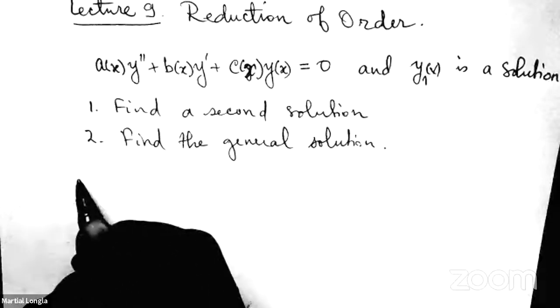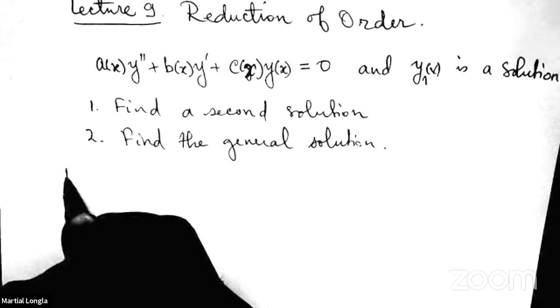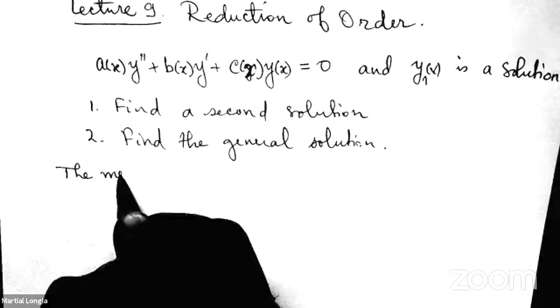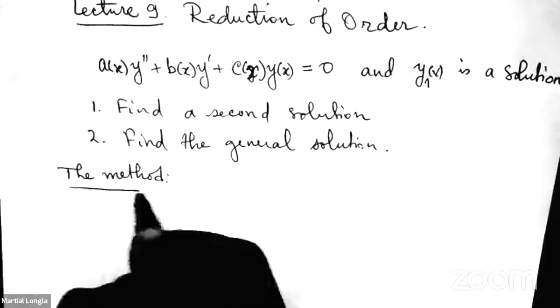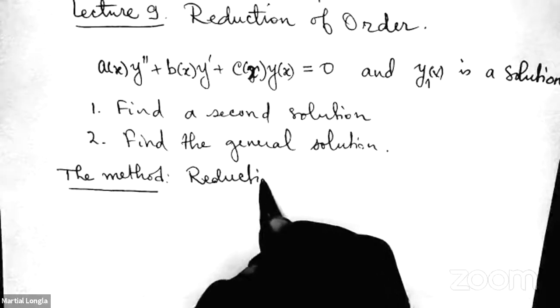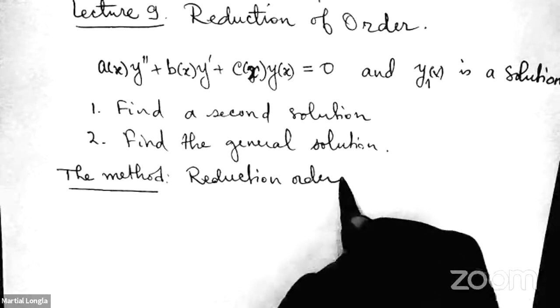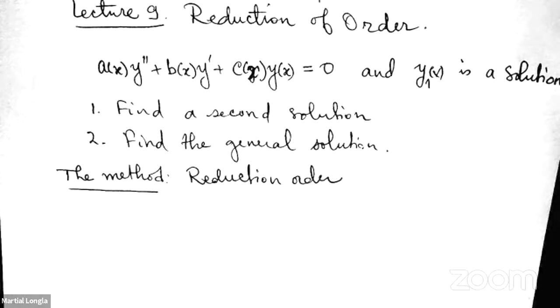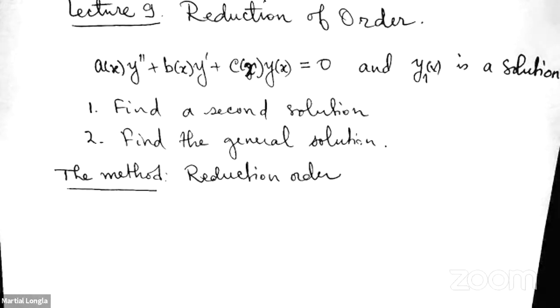And the method here is reduction of order. Order of what? Reduction of order of the equation. So we have this equation, which is a second order equation, and we are going to apply reduction of order to switch this equation to a first order linear differential equation that we will solve. Instead of solving a second order equation, we solve a first order equation.